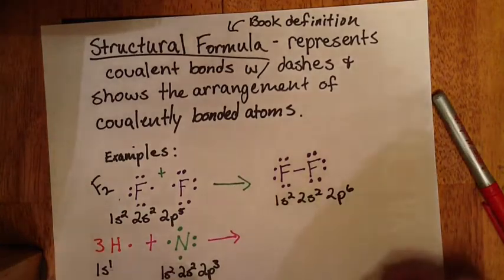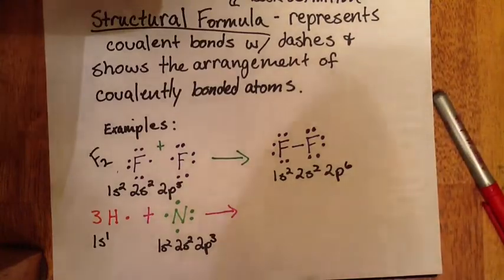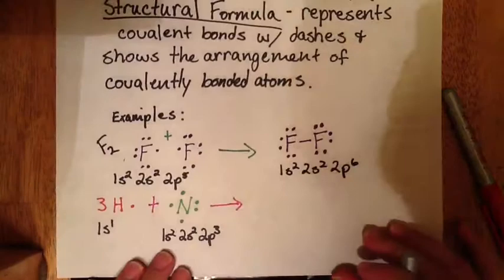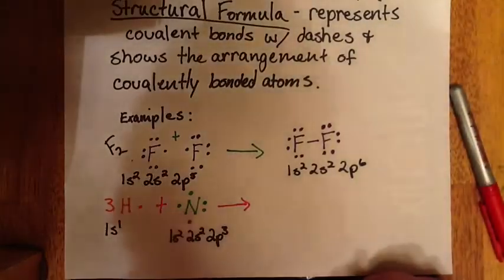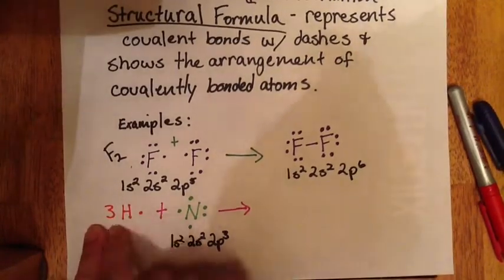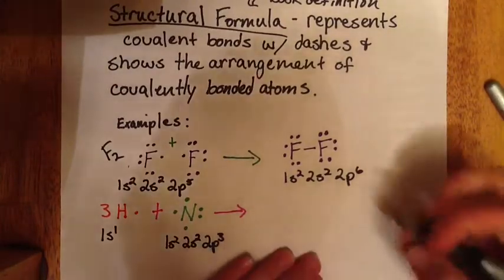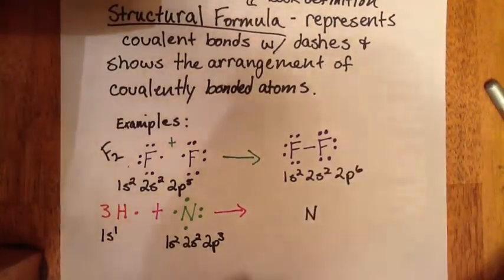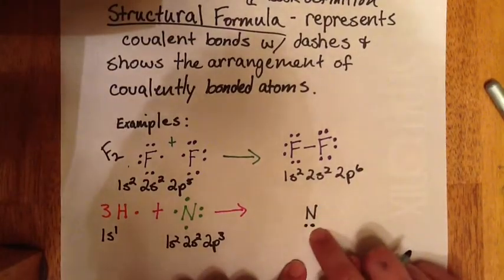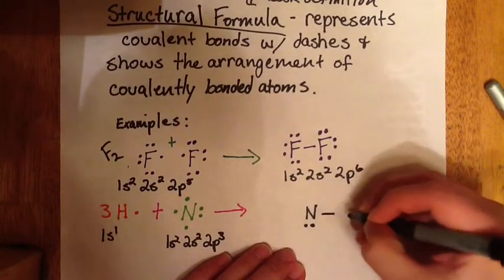Simple as that. Okay, let's try one that's not a diatomic. Let's try 3 hydrogen coming together with a nitrogen. I didn't draw out all the hydrogen singly, I just wrote 3 hydrogen. Let's put nitrogen in the middle. It can be easier that way. Draw his 2 unshared electrons. Now all the others are going to be shared with hydrogen.